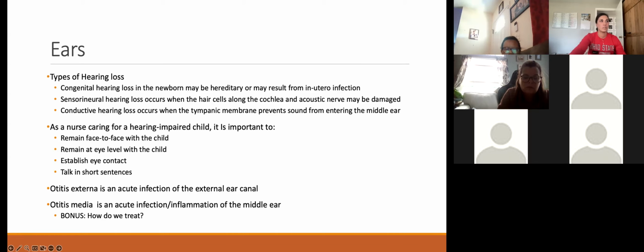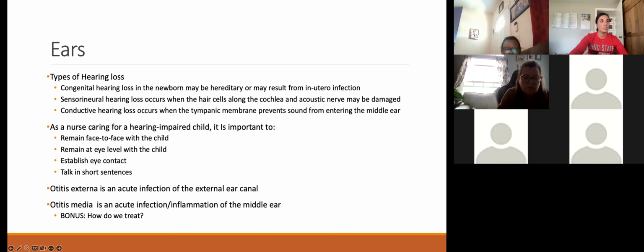When we're caring for a hearing impaired child, we want to make sure that we stay face to face and on their eye level. We want to make sure that we establish eye contact before we start speaking to them so that we know that they're paying attention to us. And we want to talk in short sentences so that we give them opportunities to digest the information that we're giving them.